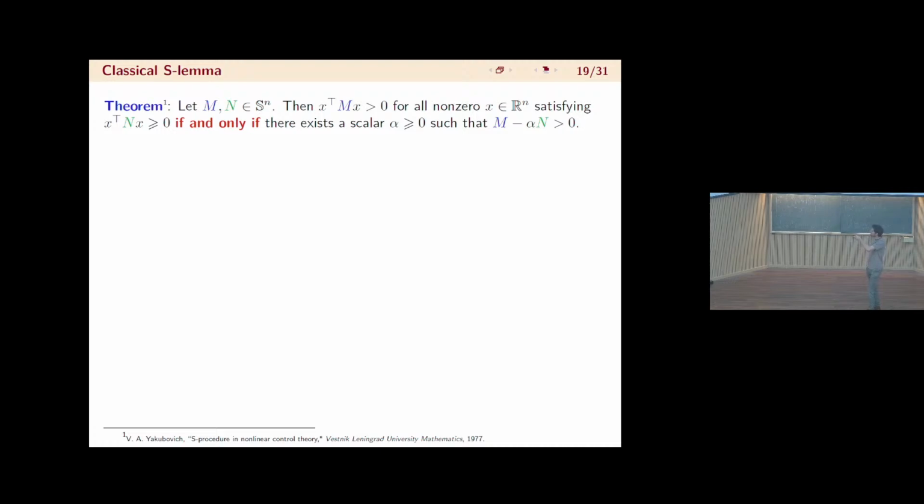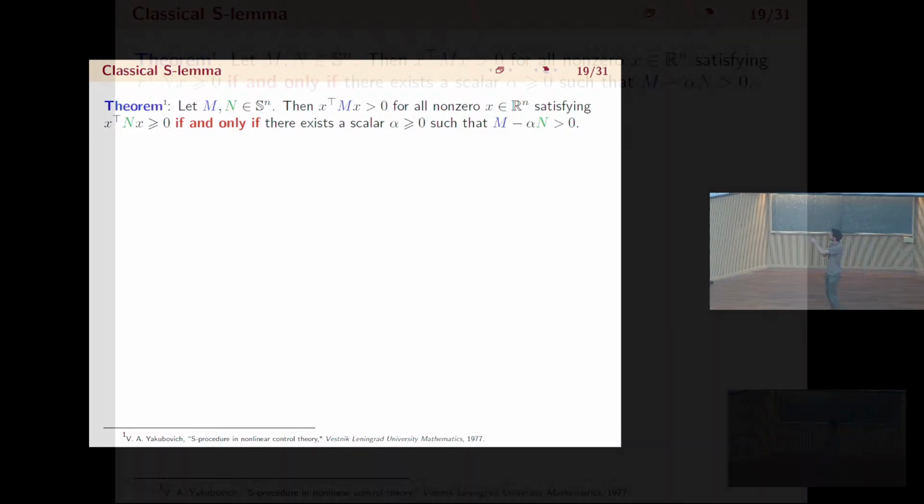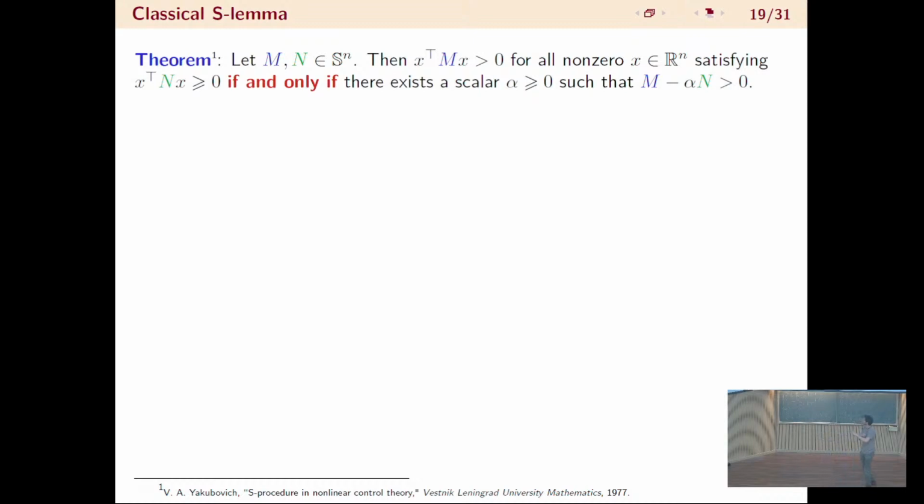So let M and N be symmetric matrices, n by n. Then it turns out that x transpose Mx is positive for all non-zero vectors x satisfying x transpose Nx is greater or equal to 0. So in other words, one quadratic inequality implies another one, right? All solutions to one quadratic inequality also satisfy this other quadratic inequality. If and only if there exists a scalar alpha such that M minus alpha N is positive definite.